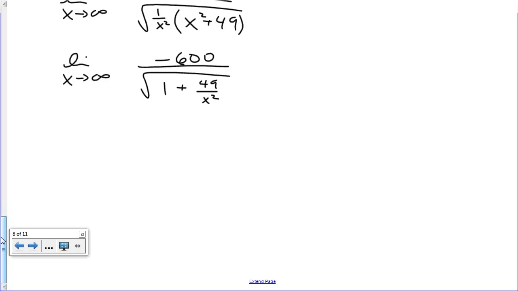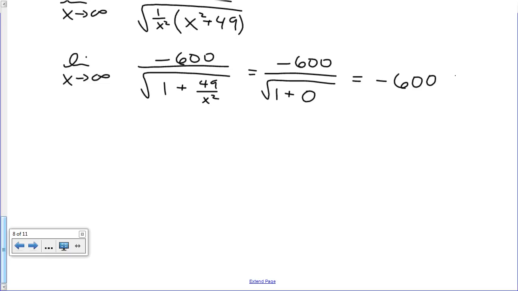So if I evaluate this limit, in the numerator, I get just a negative 600. In the denominator, I have the square root of 1 plus 49 over a really big number, which is going to 0. So the square root of 1 is 1, so we have a negative 600. This will be miles per hour. And again, you can see that graphically. We said that appears to be what happens graphically.